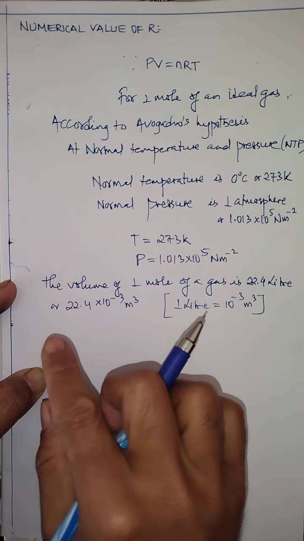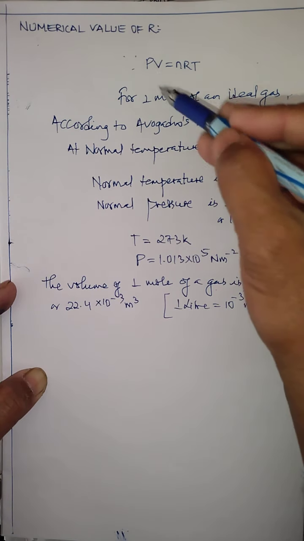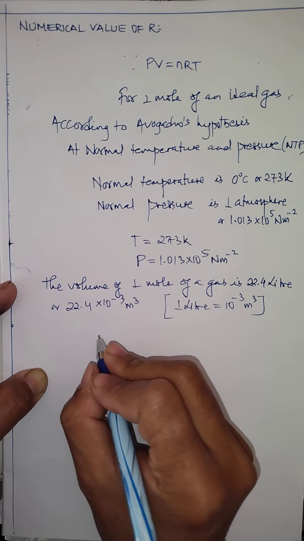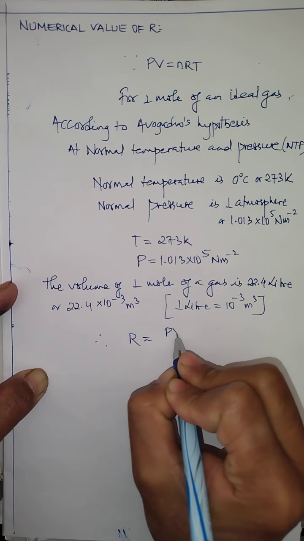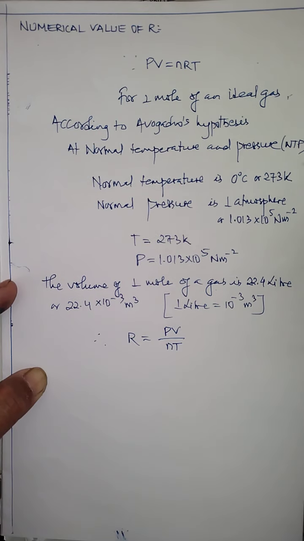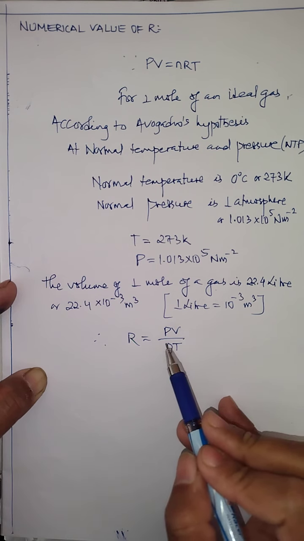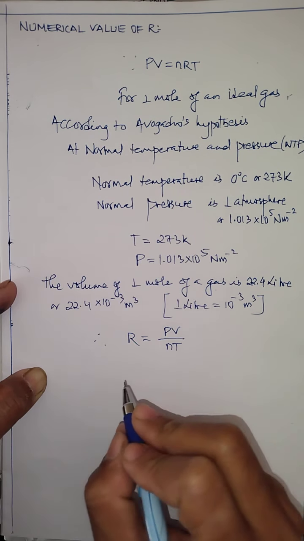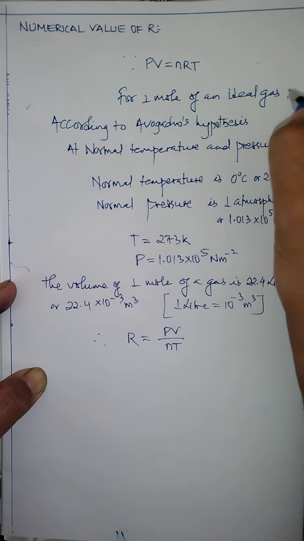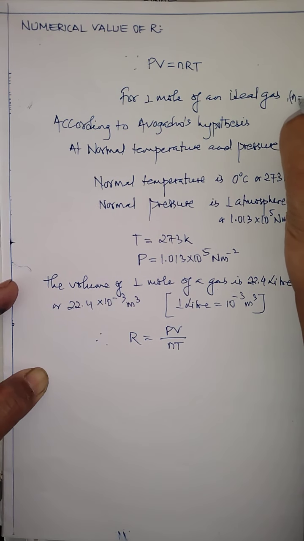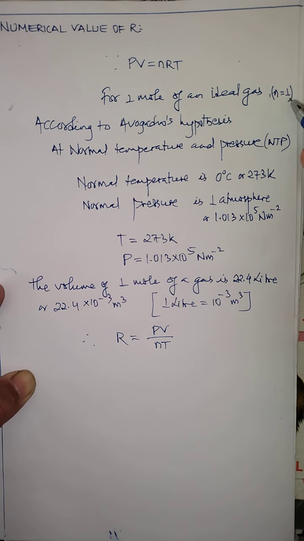So with this value of volume, pressure, temperature, and for 1 mole of the gas, we can calculate the value of R. Now I write down. Therefore, R equals PV by nT. Children, look at this. PV equals nRT, so if I make R the subject, then R equals PV by nT. Now for 1 mole of gas, the value of n is 1. So let me write at the side, n equals 1.